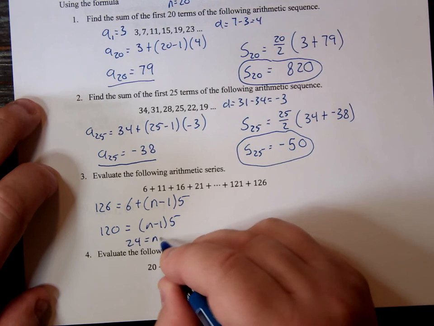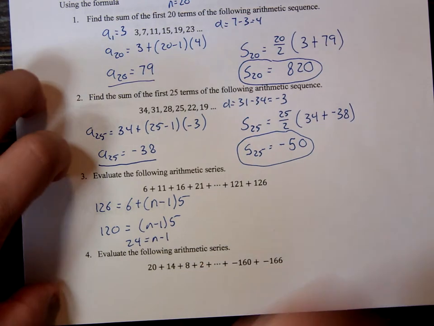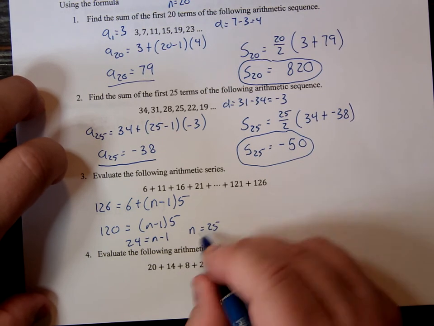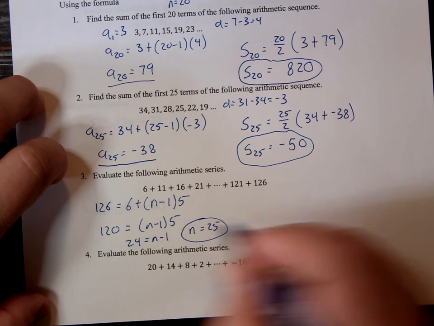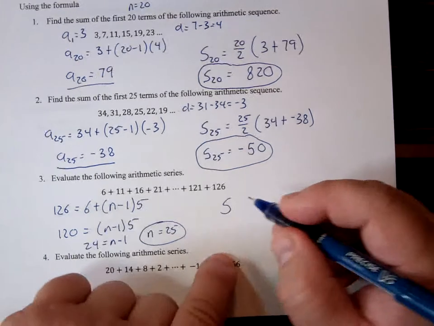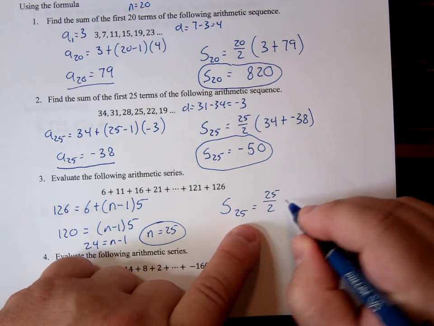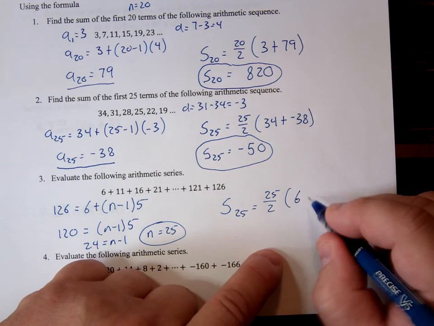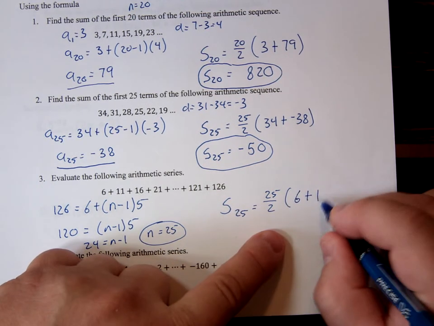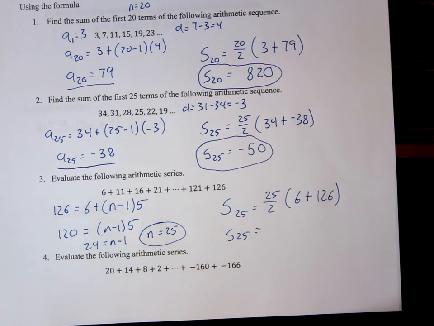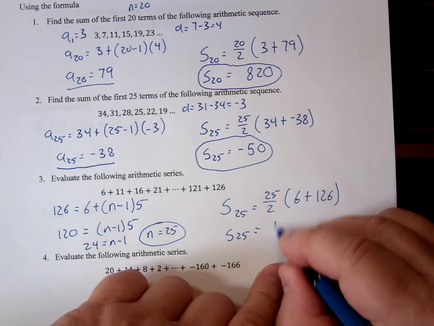24 equals n minus 1. So n is 25, so this is also the first 25 terms of the sequence. So the sum, following your formula, of the first 25 terms will be 25 divided by 2 times the first term, which is 6, and the 25th term is 126. Now, calculator: 25 divided by 2, times 6 plus 126, and it's 1650.